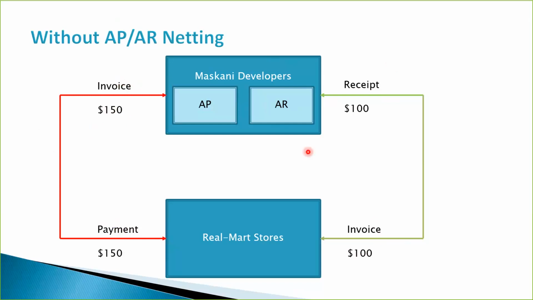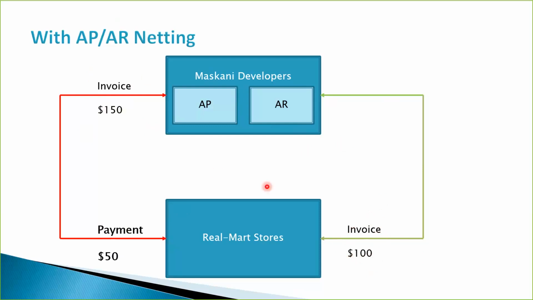So with AP-AR netting, our scenario would look like this. Of course, we would have an invoice for $100, detailing the services or goods that we have sold to them, and we'll have the invoice for $150 detailing the goods that we bought from them. Okay.